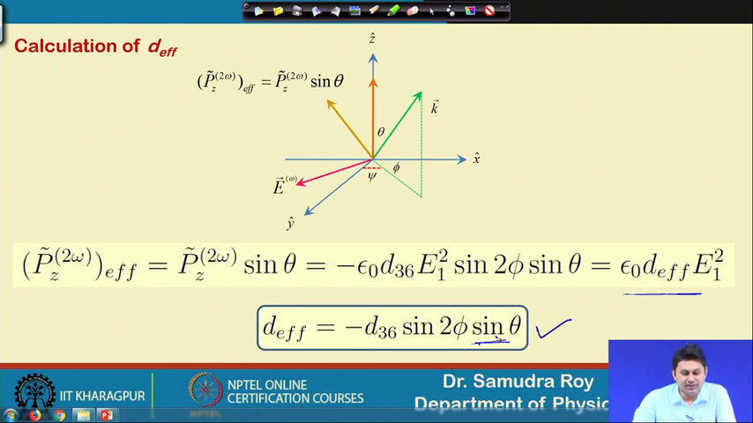So, these effective quantities are important because we need to find out what is the second harmonic of this particular system, where two ordinary rays merge to generate one extraordinary ray. So, in the next class we will discuss more about these issues.